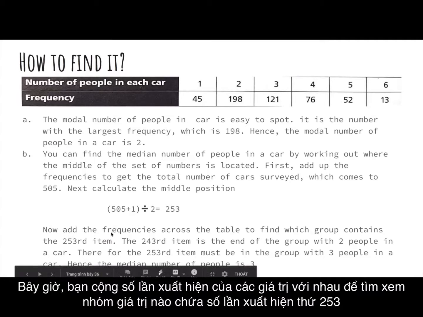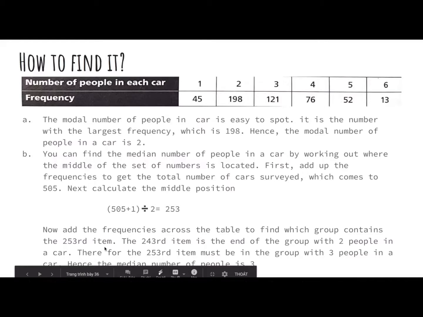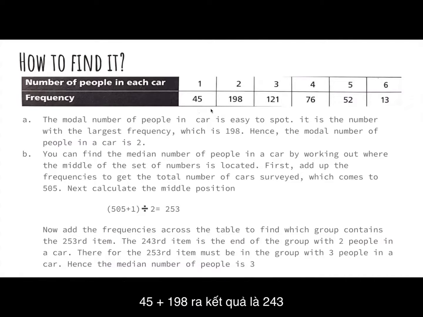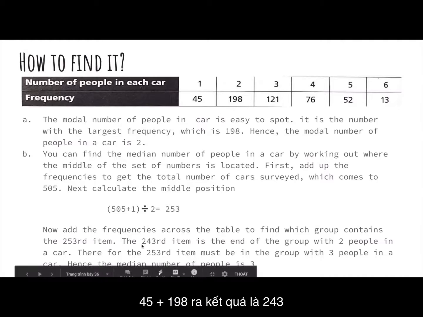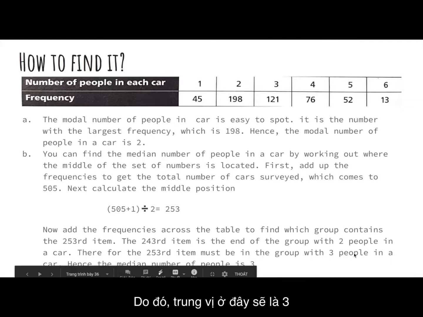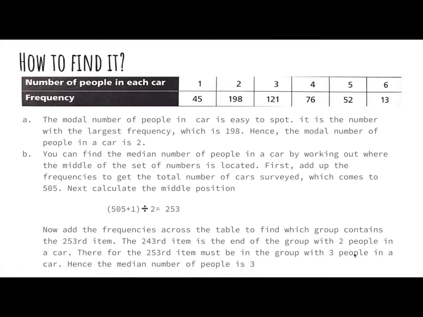Now, you add the frequencies across the table to find which group contains the 253rd item. As you can see from the table, the 243rd item is the end of the group with 2 people in a car. So 45 plus 198, that is 243. So therefore, the 253rd item must be in the group with 3 people in a car. Therefore, the median number of people is 3.